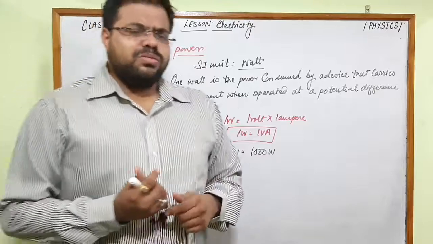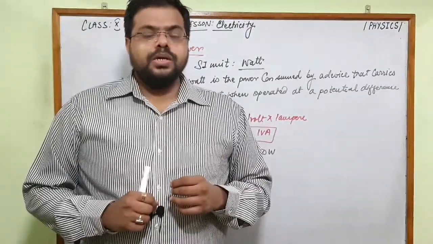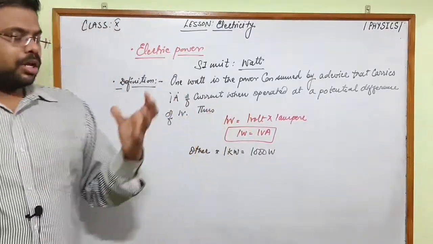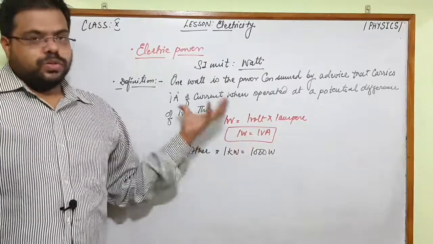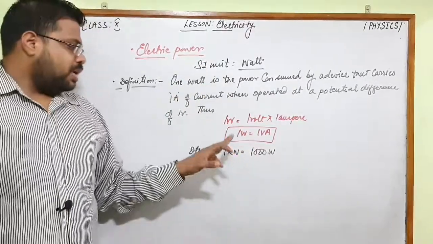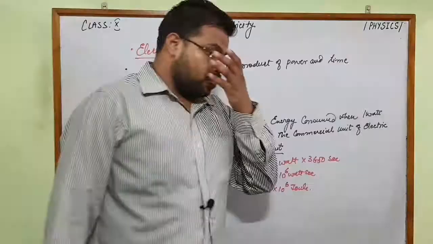But watt is a very small unit. So for practical purposes, electric power can also be measured in a variety of units. Commonly we use 1 kilowatt. 1 kilowatt means 1000 watt.